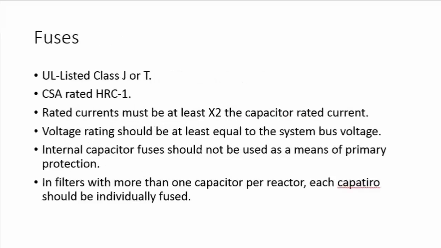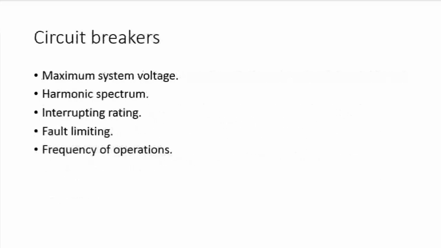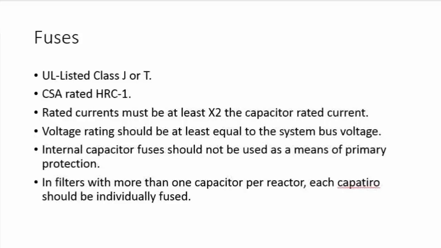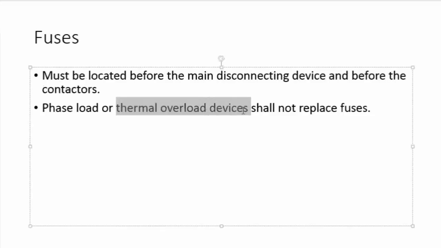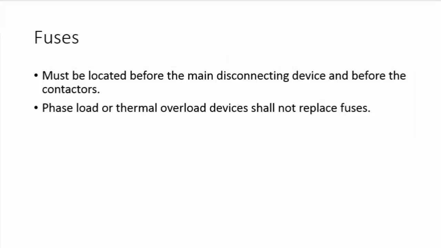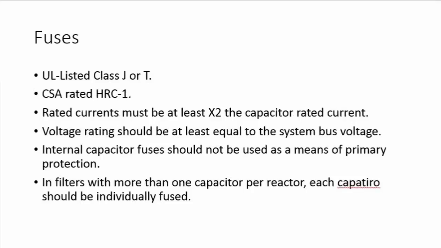Now, the fuses may be exchanged for a circuit breaker, but they should not be exchanged for thermal overload devices. Remember, the purpose of the fuse is not to protect from overload. Fuses protect from short circuit, not overload. So you should have both types. You need a fuse to protect from short circuit and a thermal overload to protect precisely from thermal overload. Or you may have a breaker.